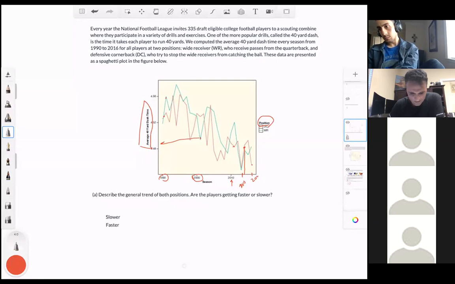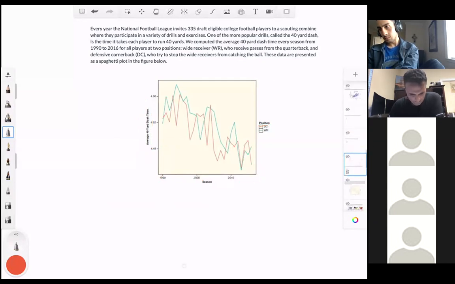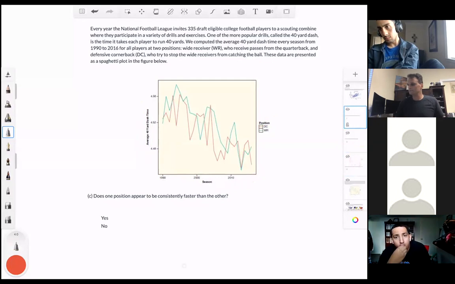Describe the general trend of both positions. Are the players getting faster or slower? Yeah, this is the same one. What about part C? So those are the homework questions that I picked, and those are the questions that don't take that much time in exam. I mean, you don't even need to read the above. Just the graph should be able to answer the question.